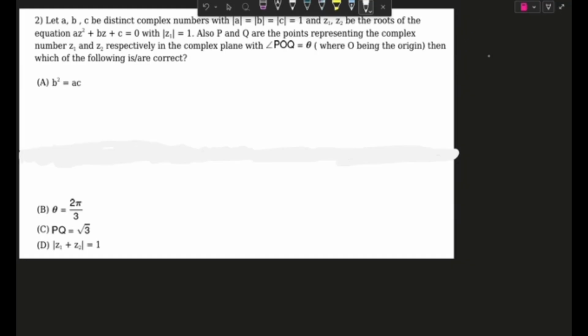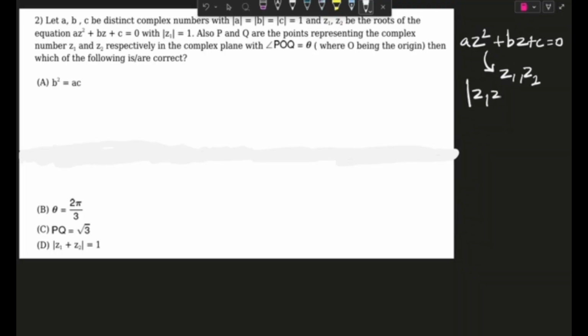Okay, I am starting off now. So basically we have something given, a quadratic equation a z square plus b z plus c equal to 0 in complex numbers, and its roots are told to be z1 and z2. So basically our mod a, mod b, mod c all are 1. So we can use sum of roots and product of roots to find.